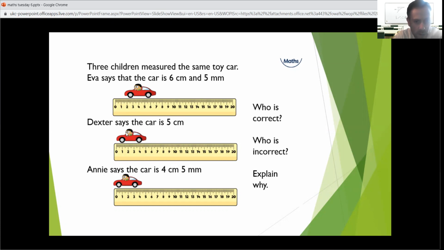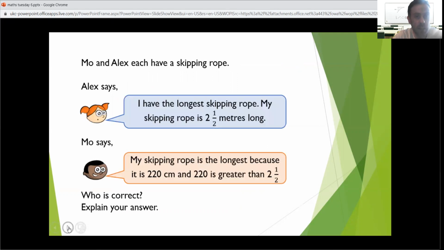Dexter said 5 centimeters, which was right. He started at 0 and it goes to 5. Brilliant, spot on. What did Annie do wrong? Oh, Annie started hers not at 0. We had this problem yesterday. You have to start at 0. This extra bit of the ruler doesn't count. So you have to start at 0. So she started it too far up there. So that's the answer. Dexter was right. Well done, Dexter.